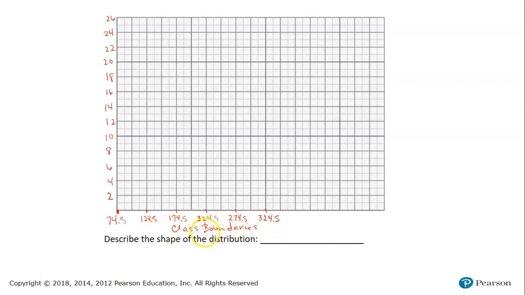It's not wrong to use your class limits. It's just more accurate to use the class boundaries, because remember, the point of the class boundaries was that it closed the gap between the ending of one class and the beginning of the other class. And technically a histogram, which is what we're graphing here, has to have the bars touching. A bar graph, the bars do not have to touch, but a histogram, they do have to touch. And that's why it's more accurate to use your class boundaries for labeling. With this, we would also want to give it the label of saying it's the McDonald's drive-through times.